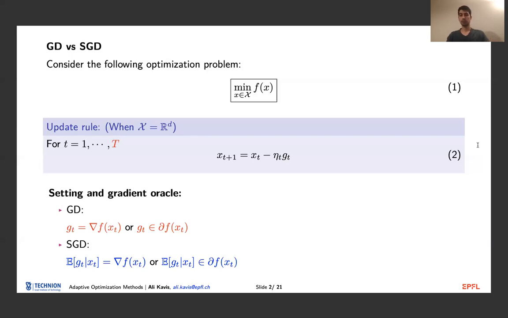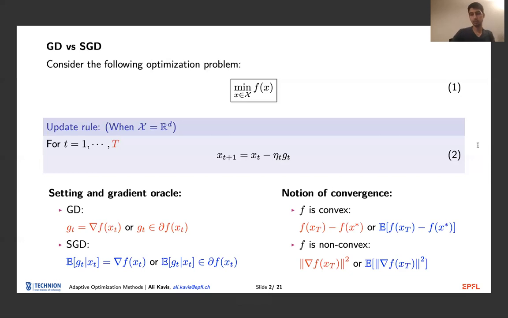Also, with respect to the convexity of our objective function f, we need to define different notions of convergence. When f is convex, we will be interested in the value convergence, meaning how fast f of xt converges to the optimal value f of x star. If we're dealing with stochastic gradients, we will be interested in the expected value of this difference. For non-convex, our focus will be first order stationarity, meaning we're interested in how fast the norm of the gradient converges to zero.